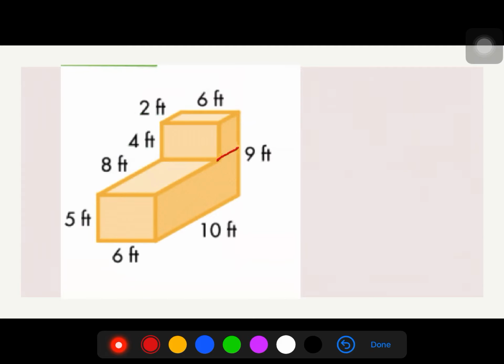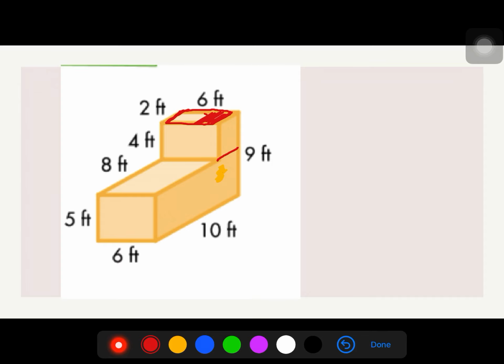How did you do? Well, there's 2 ways you could split this. You could split it by this little one on top, or you could split it this way down. I'm going to do the one I drew first, and we could show you the other way.